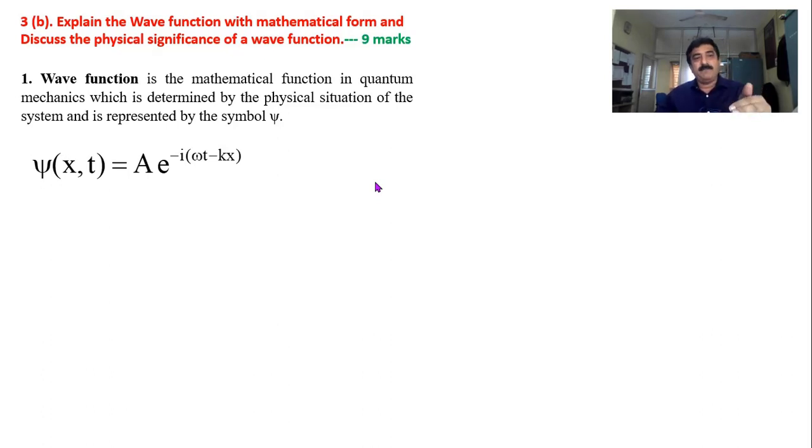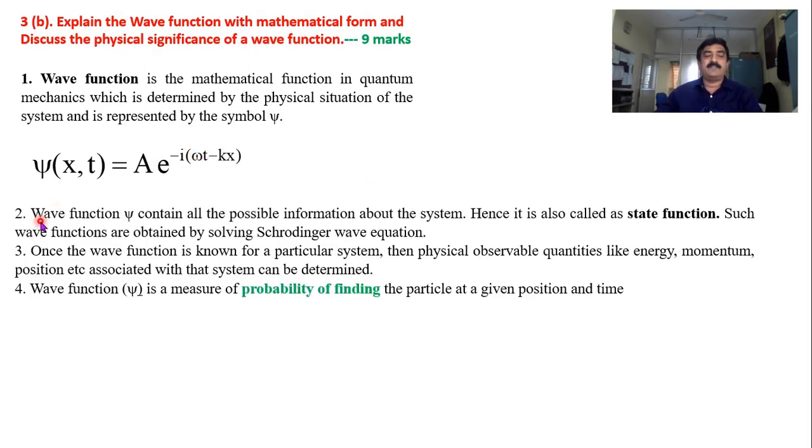So before that, let me talk about one or two more points about the wave function. Well, here, look at the next point. Wave function psi contains all possible information about the system. This is what I told about the particle. So much information I want to extract from the wave function. What information can I extract? I can extract its position, momentum, kinetic energy, total energy. All this information I can extract with the help of wave function. That is why wave function is called state function.